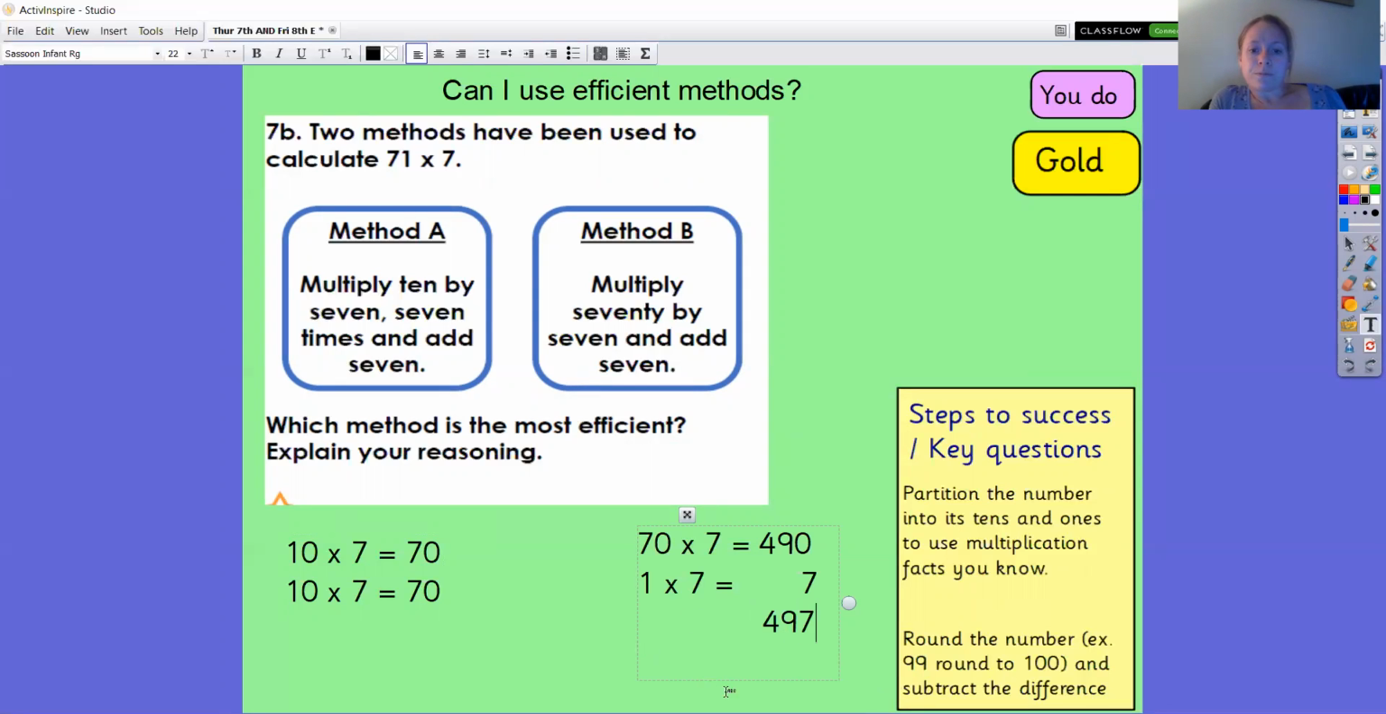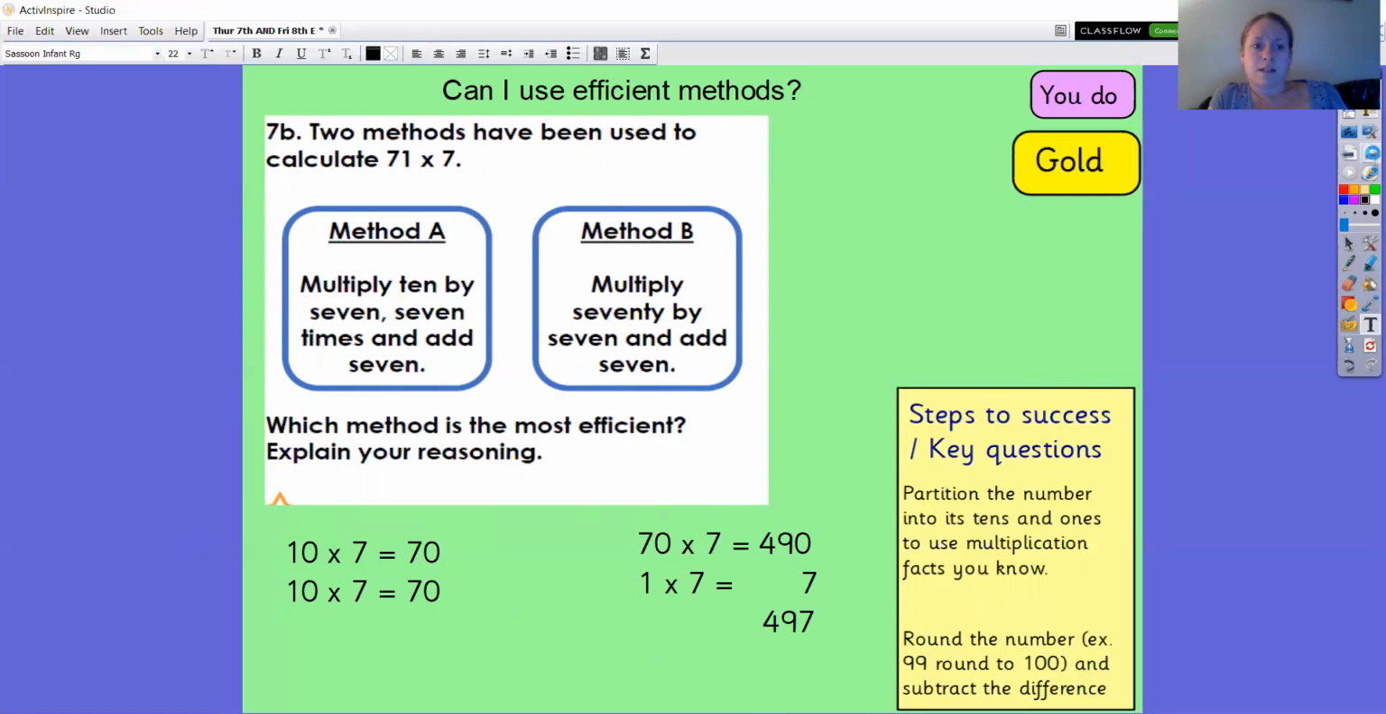So for me, I think that method B was the most efficient method, because it would just take me ages to write all those out. But that's only because I knew what 7 times 7 was. And if I didn't know what 7 times 7 was, then perhaps it would have been more sensible for me to write it this way.